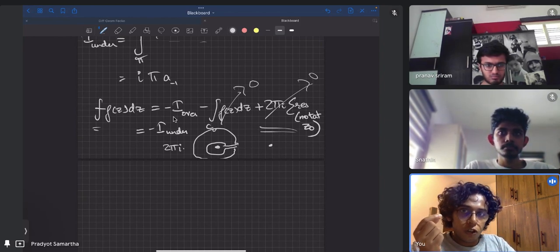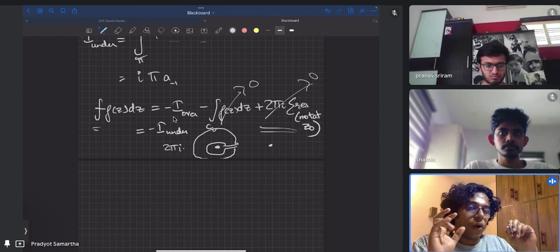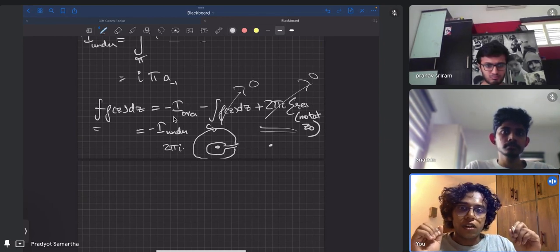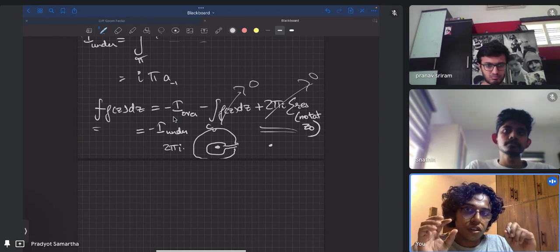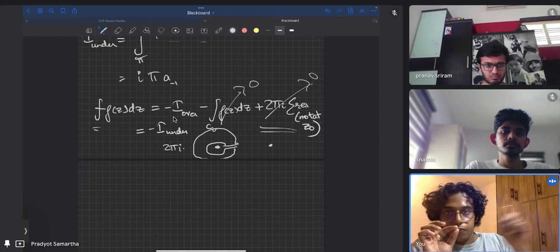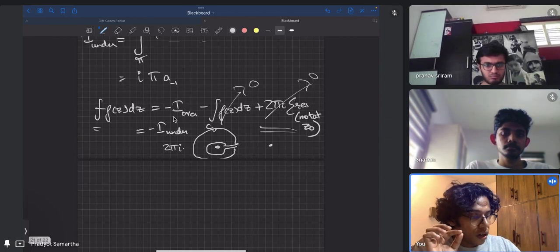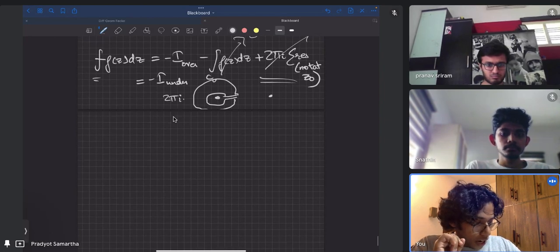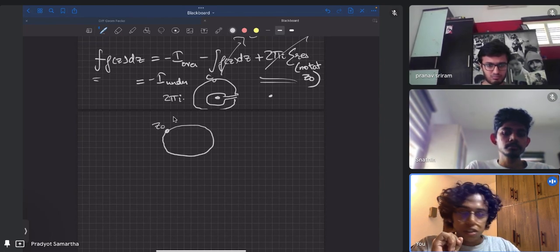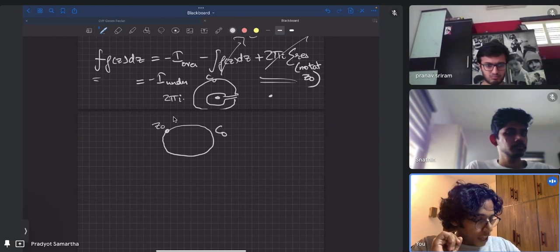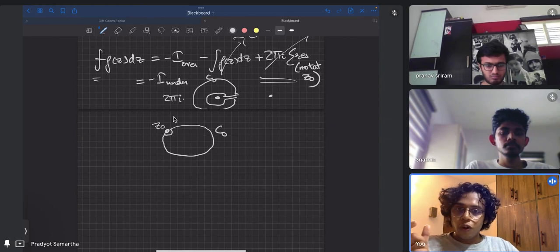The winding number, or the residue, is not just dependent on the function that you take, but also on the contour that you take. This gives a very interesting idea: if you have a singularity z0 and your contour passes through the singularity, like this is your contour, then in order to remove the singularity, you just need to build a semicircle around it.